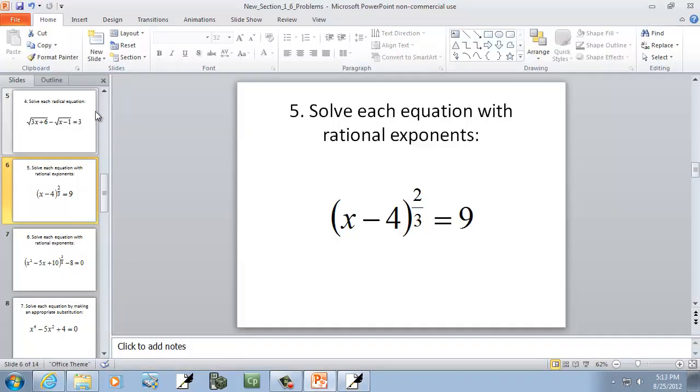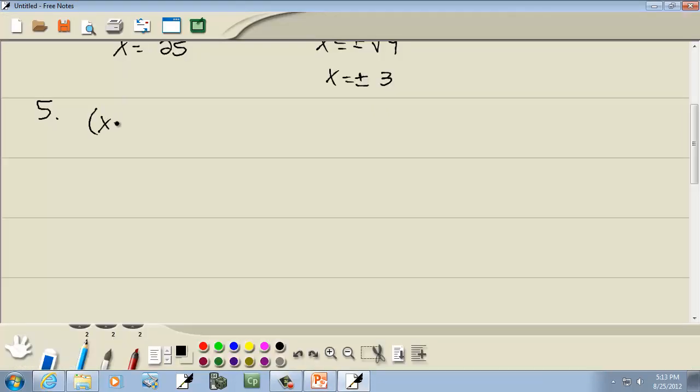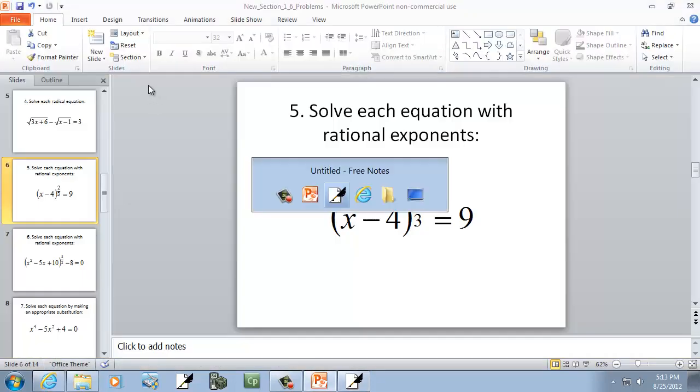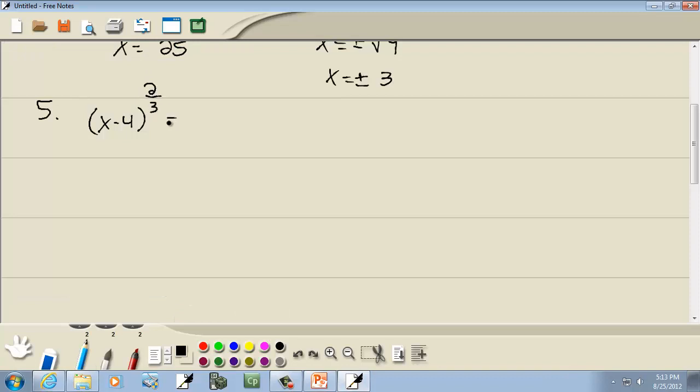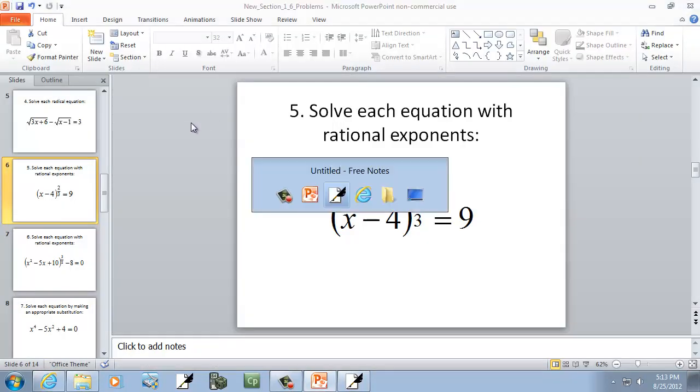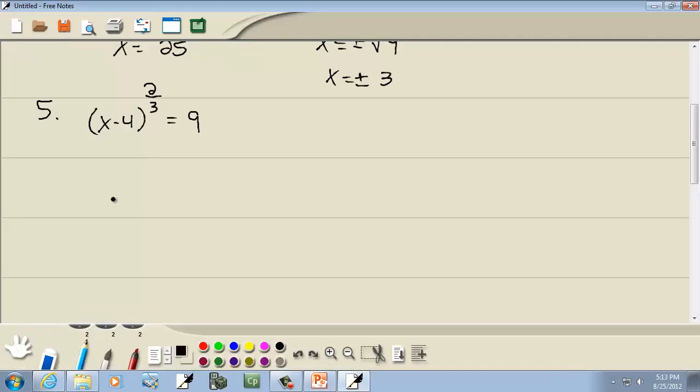Okay, so we got x minus 4 to the 2/3 power equals 9. Now, in order to get rid of the exponent, the part that's to a power has to be by itself. And this is good because it is by itself. So now we're going to raise both sides to a power equal to the reciprocal of that. Well, the reciprocal of that would be 3/2.